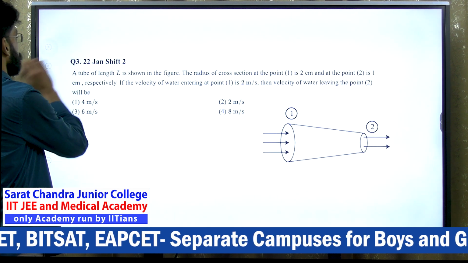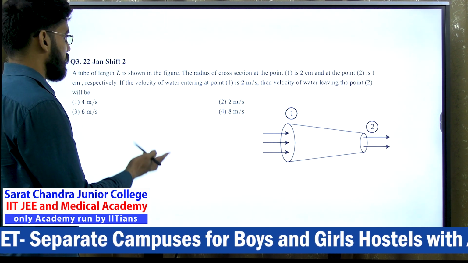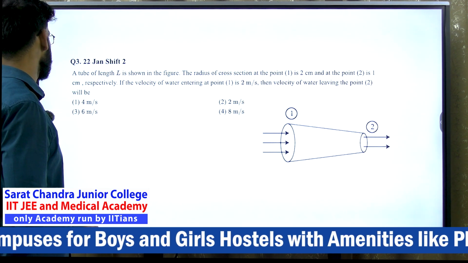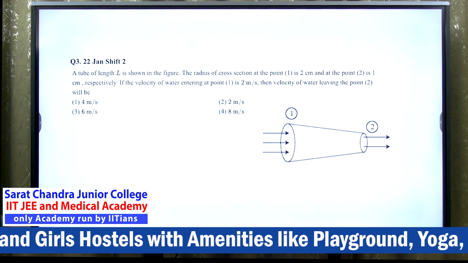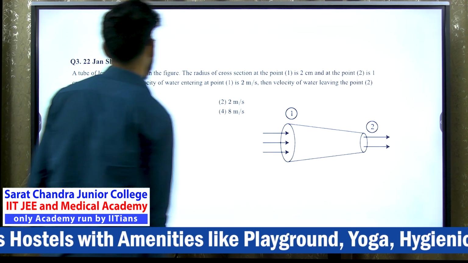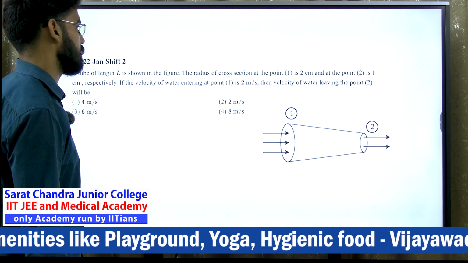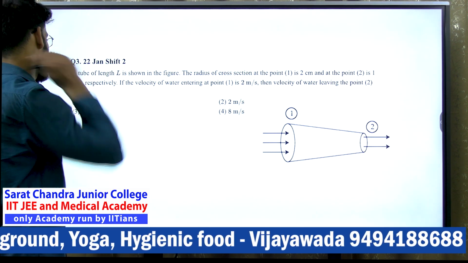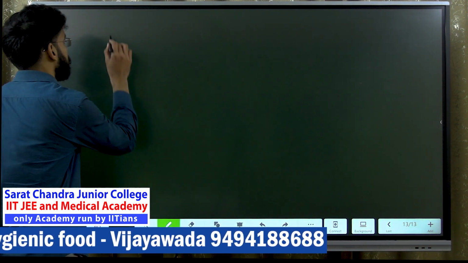Next question. See, this is exact notes question. I think A and B as radius we took in the notes. So a tube of length L is shown in the figure. A radius of cross section of point 1 is 2 centimeter and point 2 is 1 centimeter respectively. If the velocity of the water entering the point 1 is 2 meter per second, then the velocity of the water leaving the point 2 will be. What is the formula? A1 V1 equals to A2 V2.